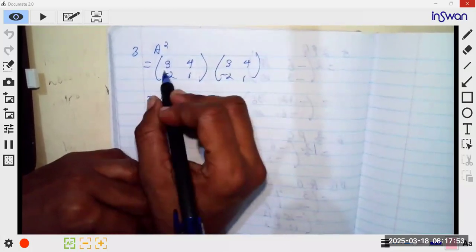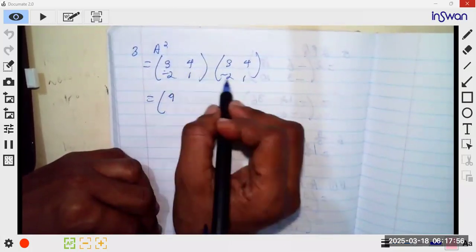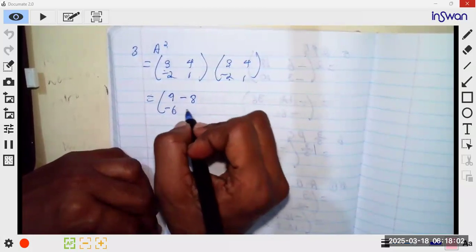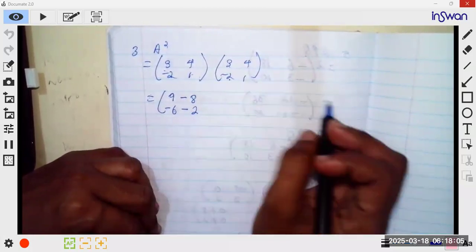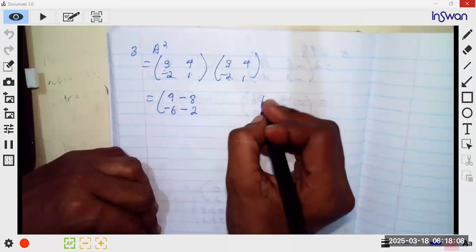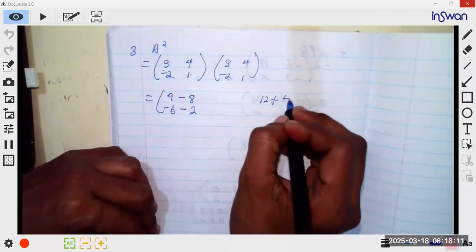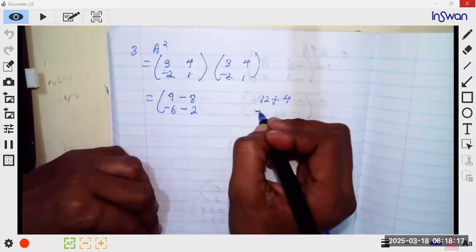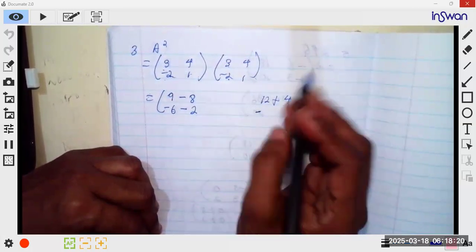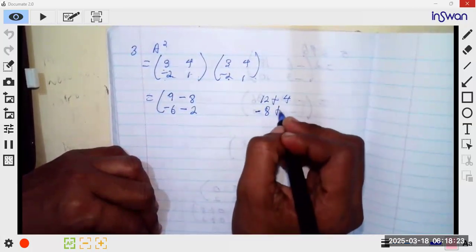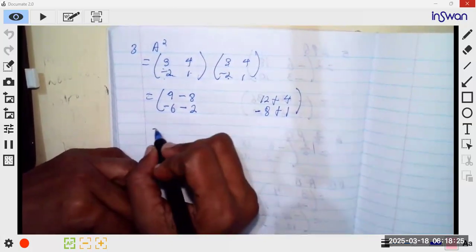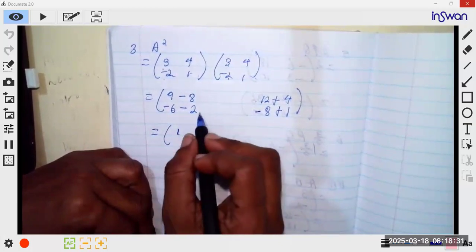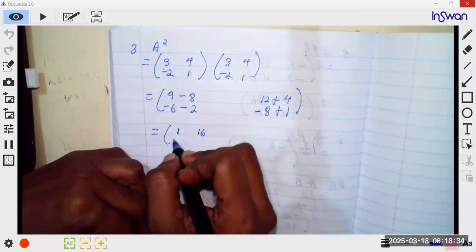And this will be 3 by 3, 9, plus 4 twos are 8. Minus 2 times 3 is minus 6, minus 1 two is 2. Same thing here: 3 by 4 will be 12 plus 4 ones are 4. Then minus 2 times 4 is minus 8 plus 1 times 1 is 1. So the final answer will be 1, 12 plus 4 will be 16, minus 2 minus 4 is minus 8.